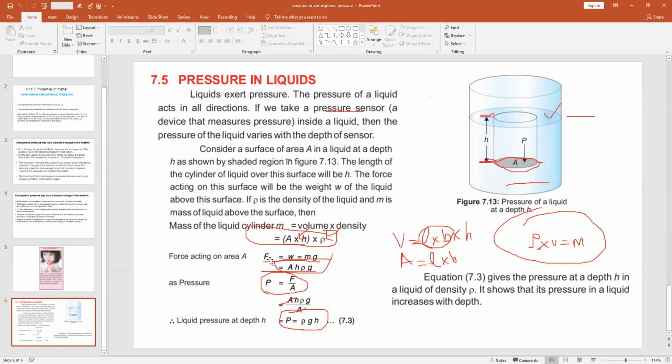You know that the force is equal to w, and w is equal to mg. Just put the value of mg in the equation of force. Then the formula for pressure is P is equal to F by A. When you put the value of F and divide by A, the area will be cancelled out with area, and you will be left with rho gh. So it will be equal to the pressure in a liquid, right?